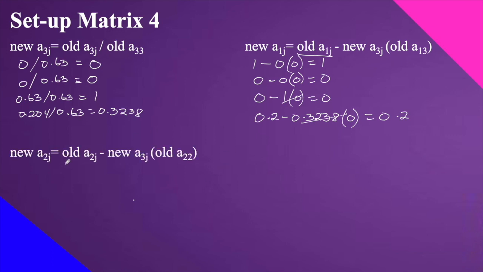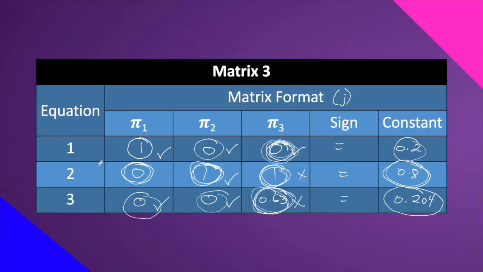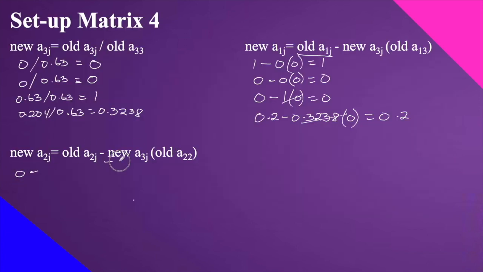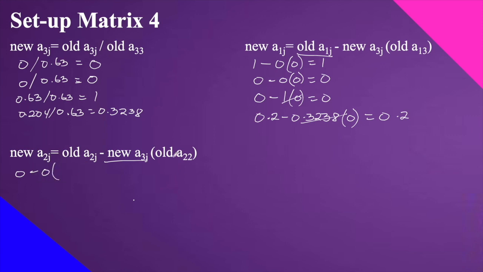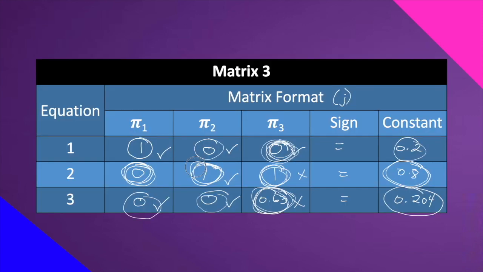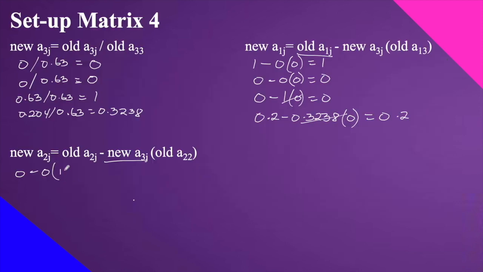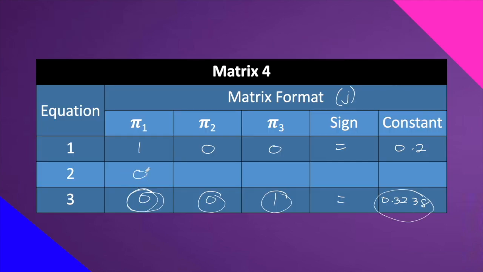Okay? So, new a sub 2j is equivalent to old a sub 2j minus new a sub 3j multiplied to old a sub 22. Okay? So, old a sub 2j, matrix 3, that is 0. Minus new a sub 3j, first pa lang po tayo, that is 0. Multiplied to old a sub 22, that is 1. 1 times 0 is 0. 0 minus 0 is 0. Therefore, our value here is 0.